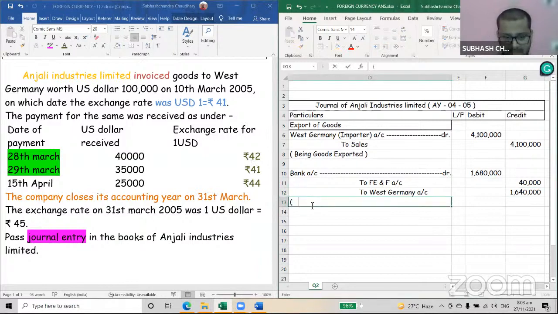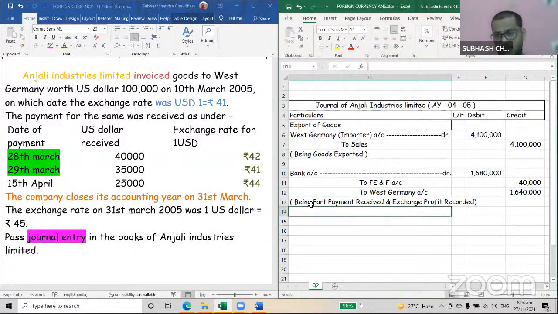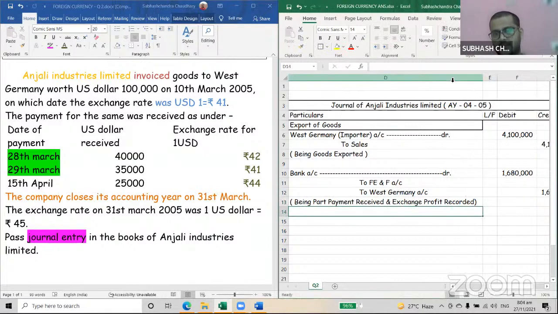So here we will write: being part payment billed, part payment received, and exchange profit recorded. Okay, and exchange profit recorded.